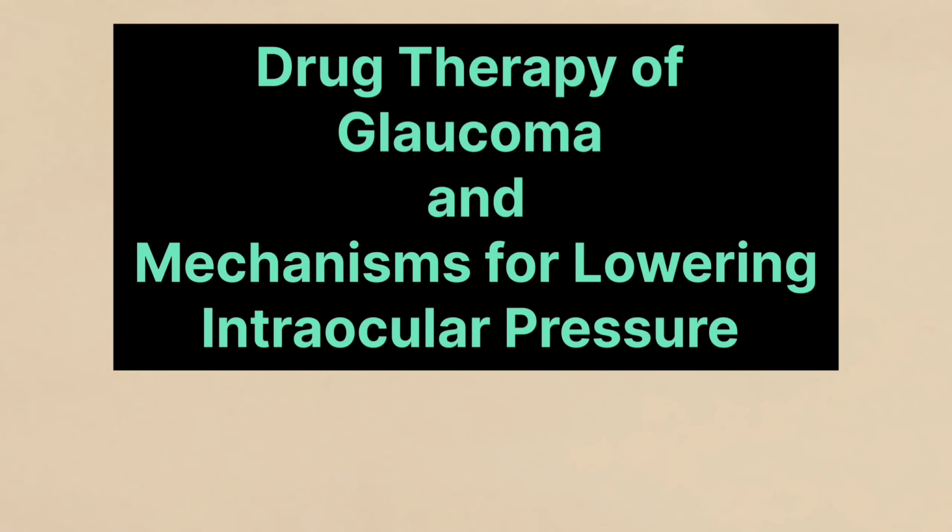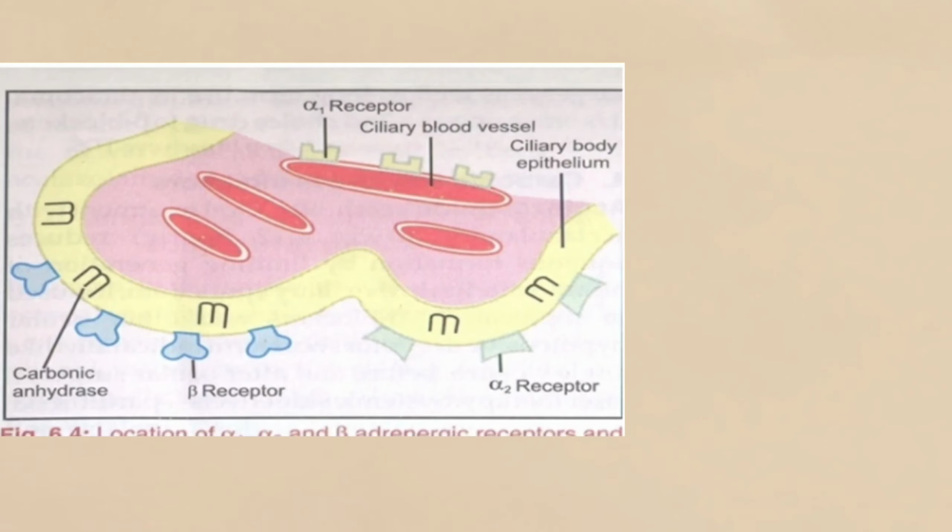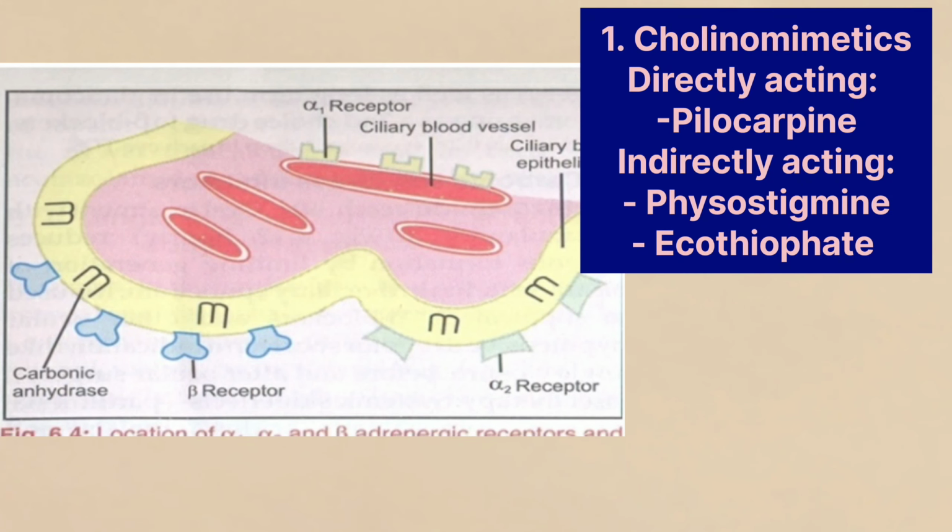Next, drug therapy of glaucoma. So what are the drugs used in the treatment of glaucoma and the mechanisms responsible for lowering the intraocular pressure? The first group, cholinomimetic agents, which includes directly acting cholinomimetic agents and indirectly acting agents such as anticholinesterases. The directly acting cholinomimetics include pilocarpine, and the indirectly acting cholinomimetic agents, which include anticholinesterases, are physostigmine and echothiophate.